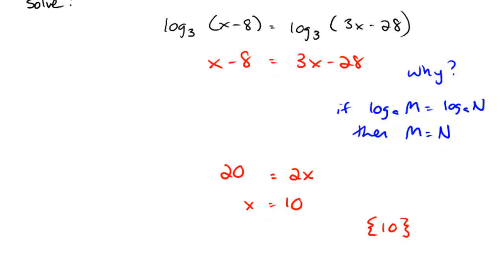If you do a little mental check here, momentarily it looks like this one's going to be difficult to check, but if you just hang on for a sec, notice that if you put 10 in, you get log base 3 of 2 on the left-hand side, but then 3x minus 28 is also 2, so you get log base 3 of 2 on the right-hand side, and in fact it does check. So now I'm going to pause this for a minute and scroll down and write in our next equation.